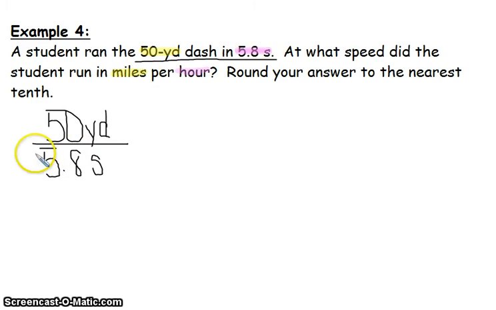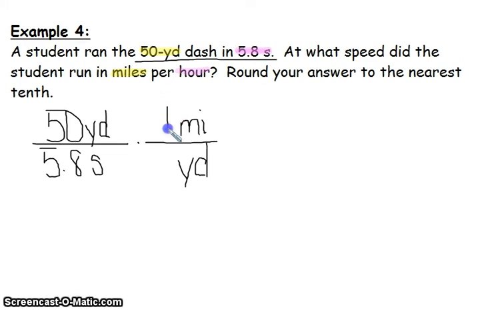Just like we did on the last part, we could forget about our 5.8 seconds for just a minute. Just like we did in the other problems, let's multiply this by the correct ratio. I've got to change this to miles, and I've got to get rid of the yards. So if I want to divide out my common units, yards will have to be on the bottom, and my miles are going to have to be on the top. So you have to know how many miles are in a yard, or how many yards are in a mile. You've got to think of the smallest units, and that's actually going to be miles.